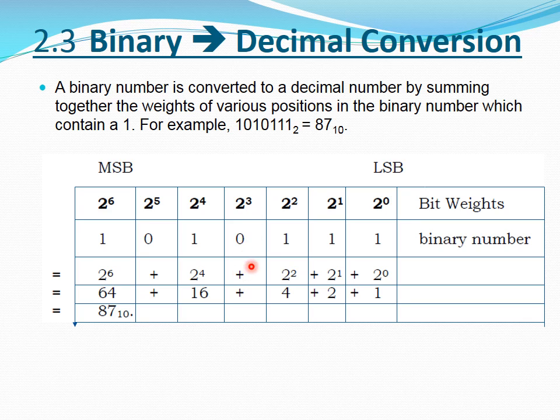2 power 3 into 0 is 0. 2 power 2, square, is equal to 4, and 2 power 1 is equal to 2. 2 power 0 is equal to 1. Therefore the value is 64 plus 16 plus 4 plus 2 plus 1, which is equal to 87. This is the decimal number 87. The binary number is converted to a decimal number.